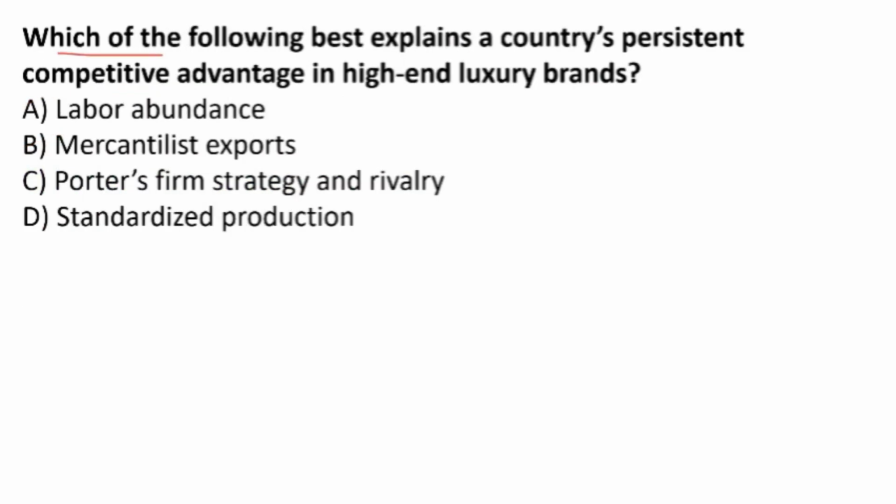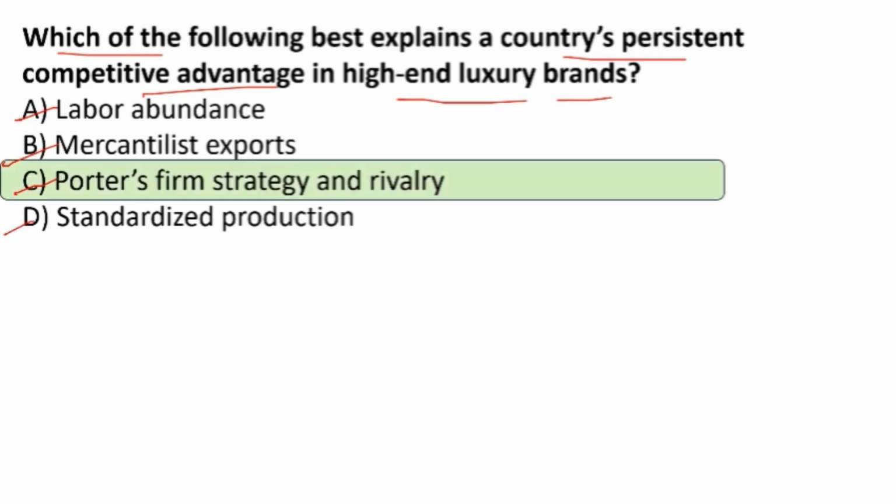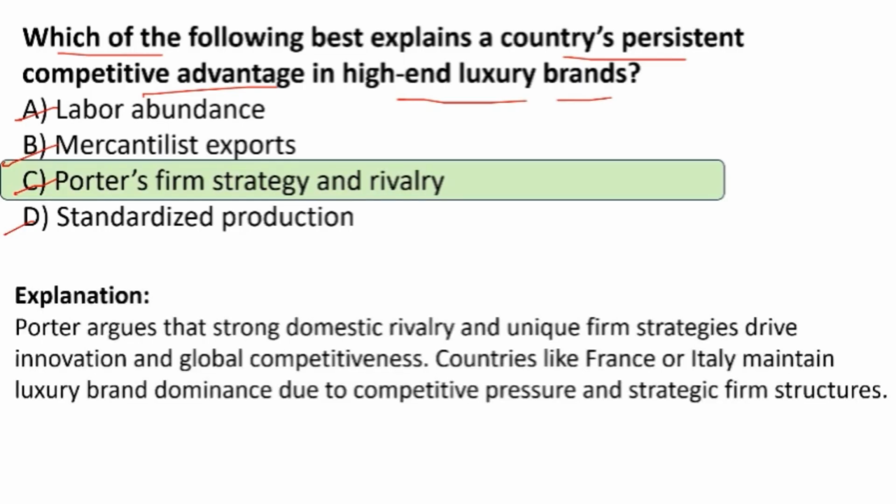Next question. Which of the following best explains a country's persistent competitive advantage in high-end luxury brands? A, labor abundance; B, mercantilist exports; C, Porter's firm strategy and rivalry; or D, standardized production. So the right answer is option C, Porter's firm strategy and rivalry. Clear? Porter argues that strong domestic rivalry and unique firm strategies drive innovation and global competitiveness. Correct? That is what we have seen in Porter's theory.